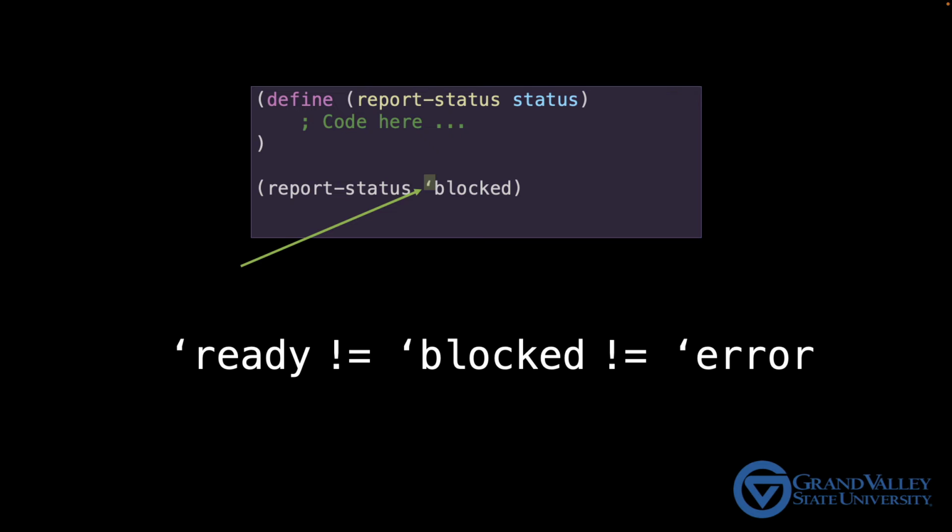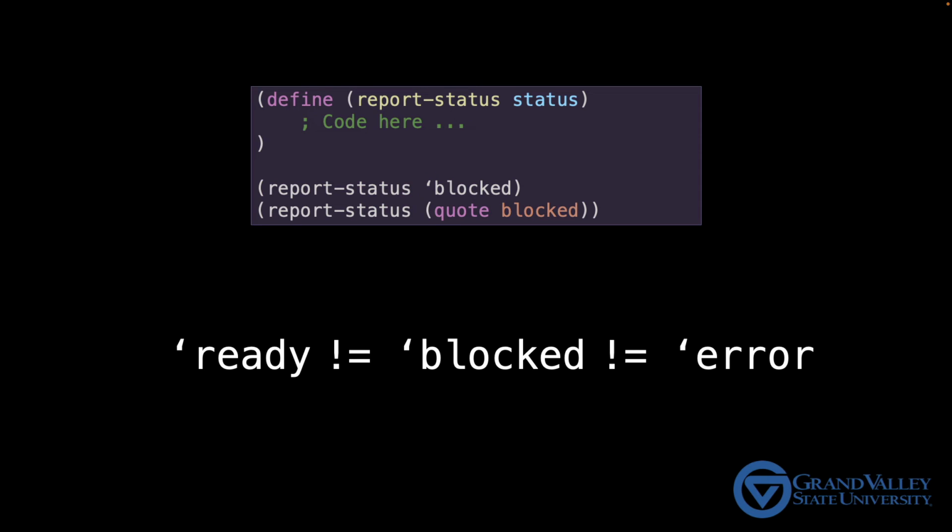If I had omitted the single quote, Kawa would respond with an unbound location error, essentially complaining that the name blocked doesn't refer to anything. Actually, the single quote is a shortcut for the quote operation. Instead of single quote blocked, like I have here, I could have also written the call to report status this way. Using symbols is common enough in Lisp-like languages that it's nice to have that syntactic shortcut, makes the code a little easier to write, and it's a common enough thing to do that it really doesn't hinder readability.